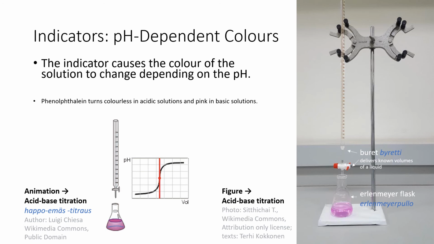A commonly used indicator for acid-base titrations is phenolphthalein. Phenolphthalein is chosen because it will appear pink in basic solutions and clear in acidic solutions. Thus, when an acid is titrated with a base, the phenolphthalein remains colorless until after the acid is consumed and the first drop of excess base is added.